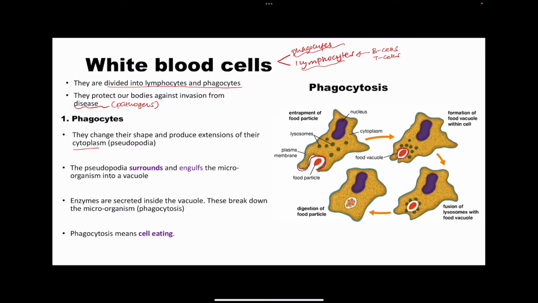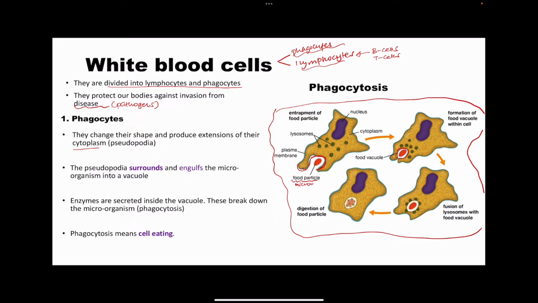Enzymes are secreted inside the vacuole. These enzymes will break the microorganism within; we call it the phagosome. And then phagocytosis also means cell eating. So this process here, it looks like the white blood cell or the phagocyte is engulfing the microorganism. In this case, we wrote a food particle, but that can also be a microorganism.